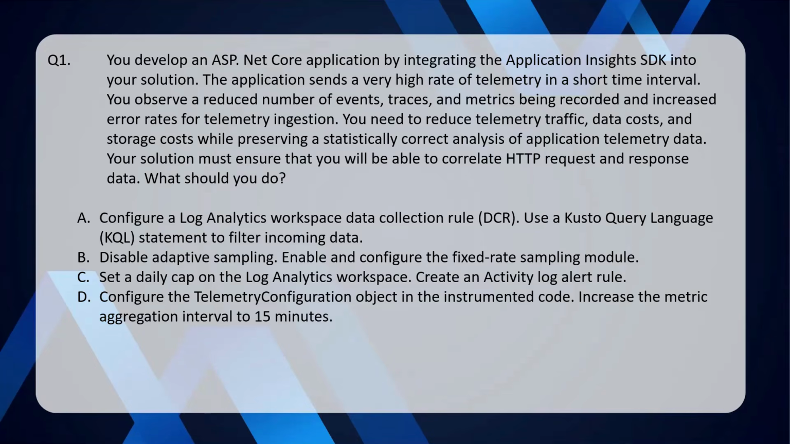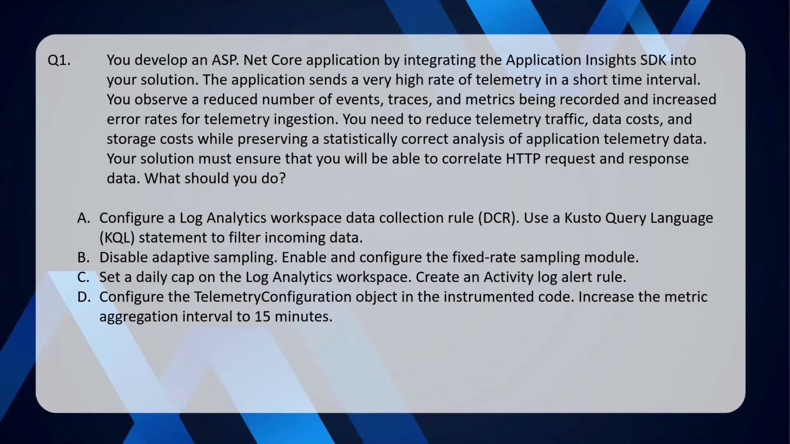You develop an ASP.NET Core application by integrating the Application Insights SDK into your solution. The application sends a very high rate of telemetry in a short time interval. You observe a reduced number of events, traces, and metrics being recorded and increased error rates for telemetry ingestion. You need to reduce telemetry traffic, data costs, and storage costs while preserving a statistically correct analysis of application telemetry data. Your solution must ensure that you will be able to correlate HTTP request and response data.